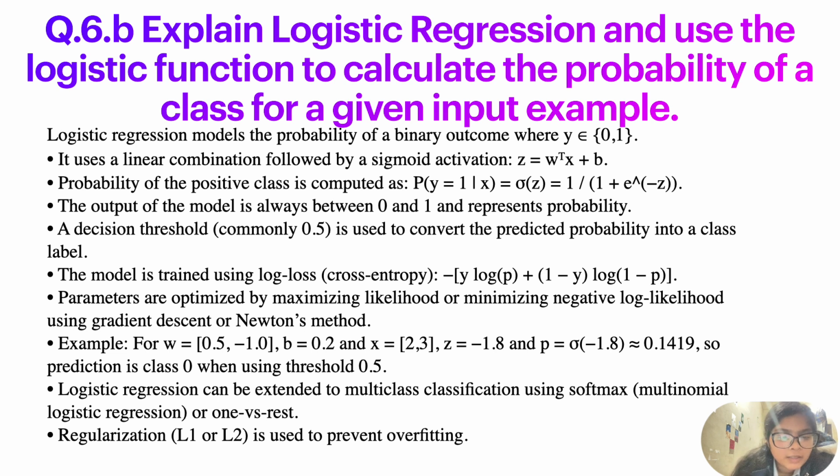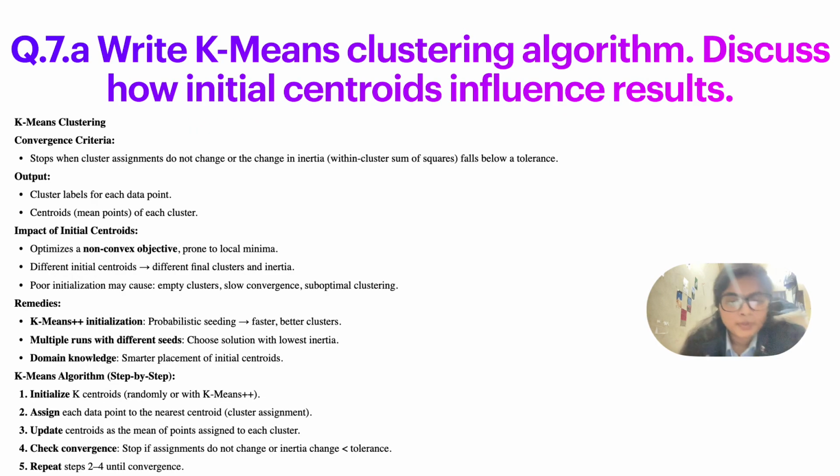Here we have an example in which we are given certain values, and the prediction of the class, when the threshold is 0.5, is class 0. Logistic regression can be extended to multi-class classification using softmax or one versus rest. Regularization can also be used to prevent overfitting. It makes the model simple.